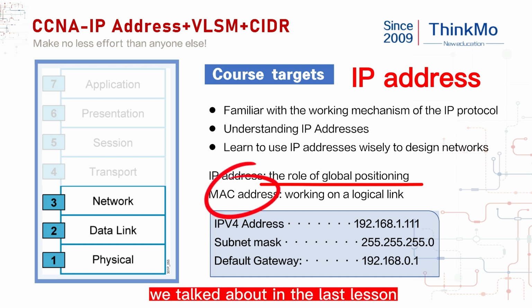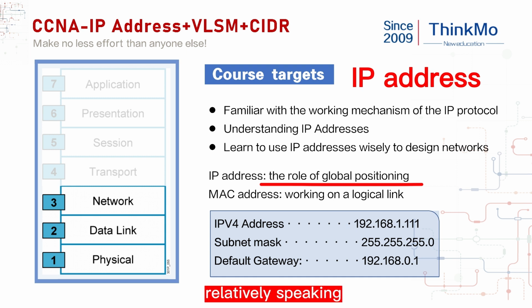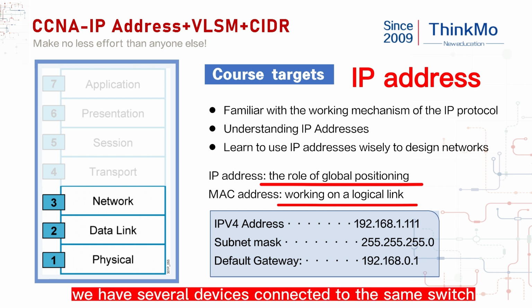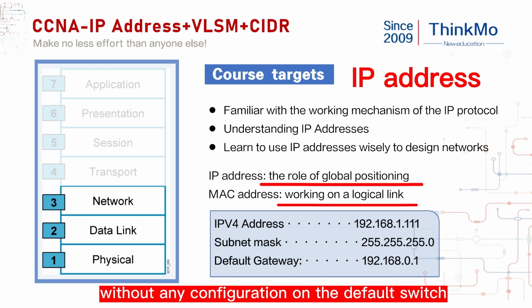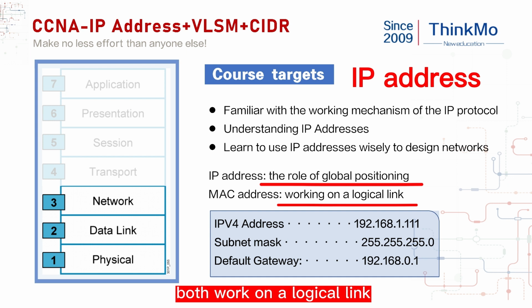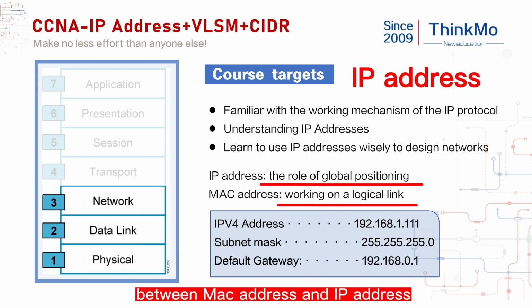So for the MAC address we talked about in the last lesson, relatively speaking, its scope is smaller. It works on a link. A link refers to a logical link. For example, if we have several devices connected to the same switch, without any configuration on the default switch, those devices actually all work on one logical link. That is the MAC address. It has a smaller scope. IP addresses provide global location. This is the difference between MAC address and IP address.